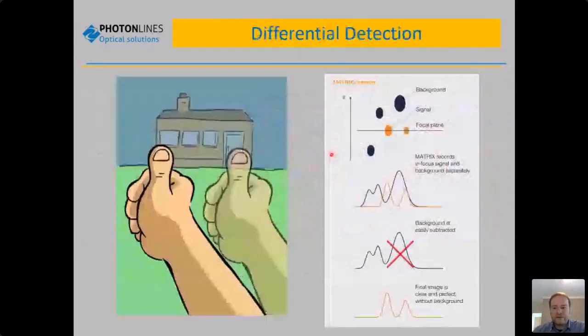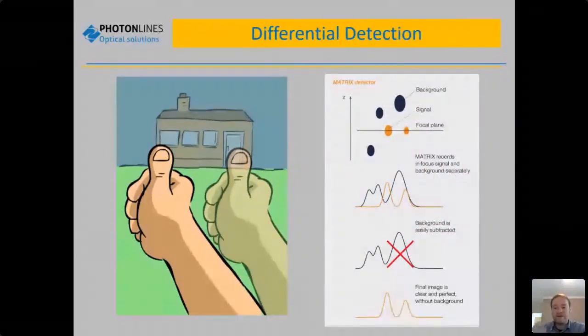So how it works is, it gives you access to 2 technologies. One is pixel reassignment, which is the same principle as realized in the area detector. And the second one is differential detection, which also works in STED mode, so in super resolved mode.